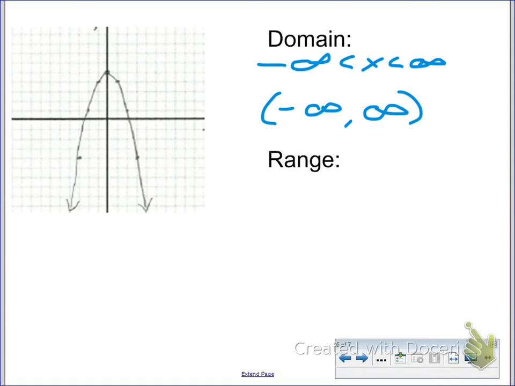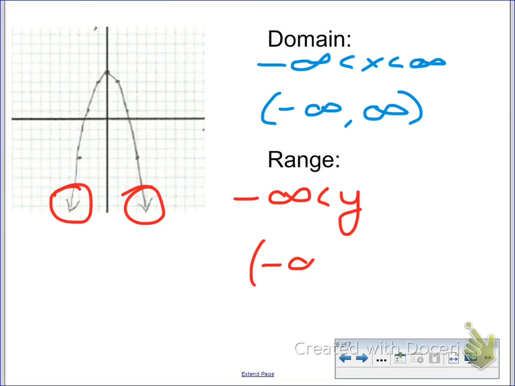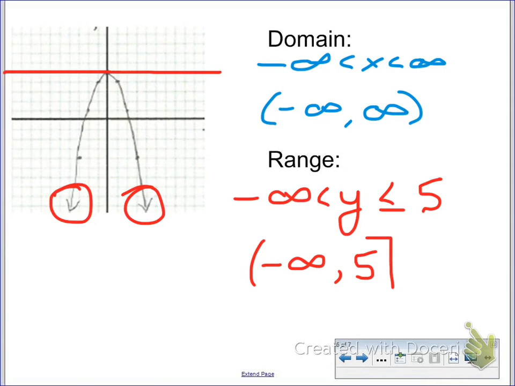Now, for the range, I'm going to ask myself, can I get a low value? Do I know what that low value is? The answer is no. So I realize that my low bound is negative infinity. Now, the highest point on the graph that's possible is a positive 5. So I'm going to use a less than or equal to sign here and put 5 as the high value. And then I'm going to make sure that I put the 5 and use a closed bracket for interval notation.